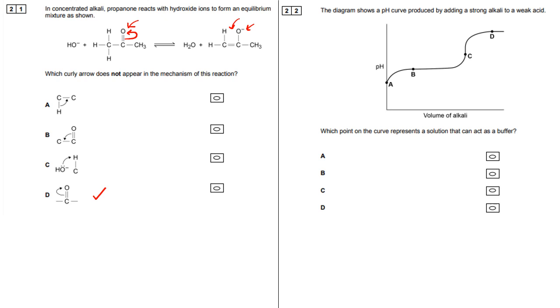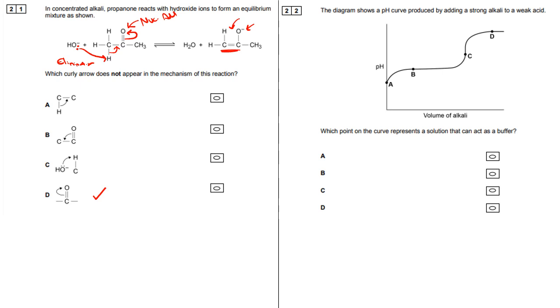We're going from a C single bond C to a C double bond C. So you've seen this in elimination, where your hydroxide attacks a CH or accepts a proton, and your C single bond C gains an extra pair of electrons to form the C double bond C. So that's what happens in elimination. This one happens in nucleophilic addition.